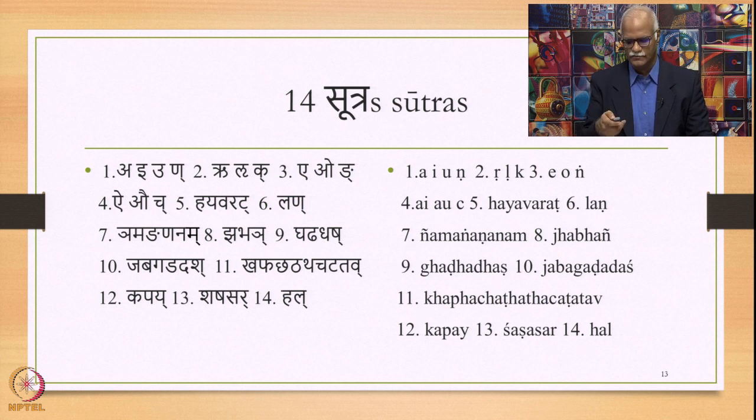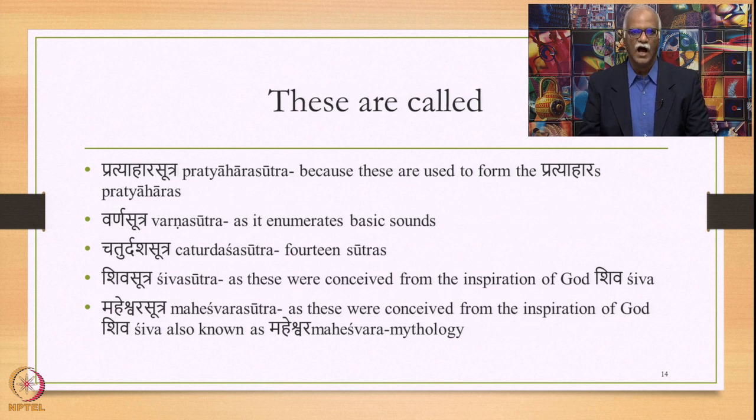These are those 14 sutras which are the background of the sutras defining it as well as the Pratyāharas. These 14 sutras are called Pratyāhāra Sutra because these are used to form the Pratyāharas. They are also called Varna Sutra because these 14 sutras enumerate basic sounds. They are also known as Chaturdasha Sutra because these are 14 sutras. They are also known as Shiva Sutras because these were conceived from the inspiration of God Shiva. They are also known as Maheshwara Sutras because these were conceived from the inspiration of God Shiva, also known as Maheshwara, in which a mythological story comes in, which says that these were conceived in this particular fashion.